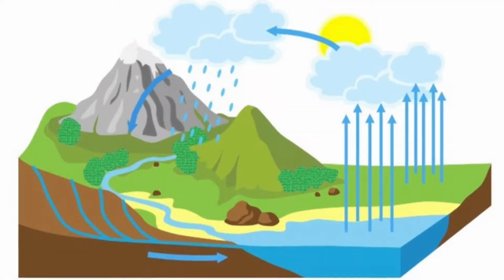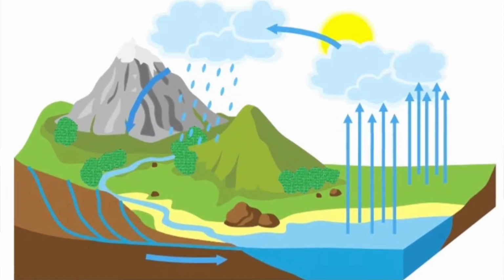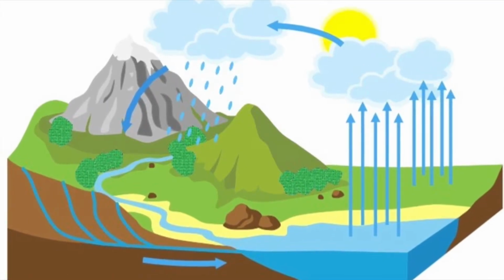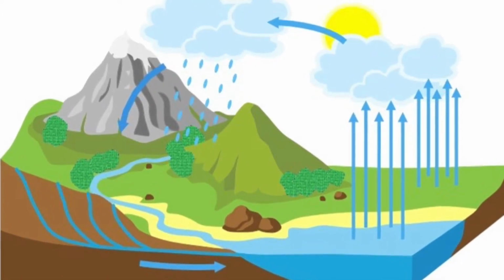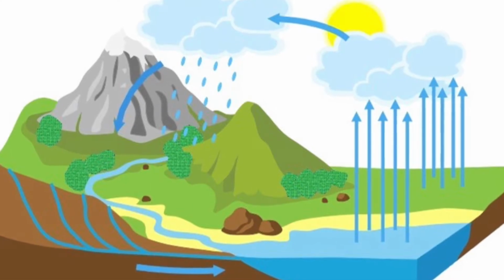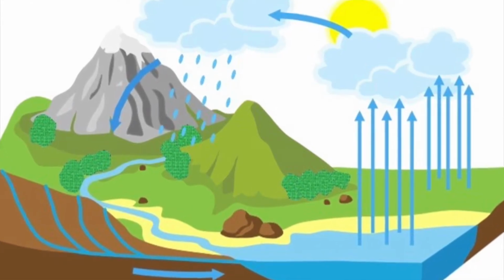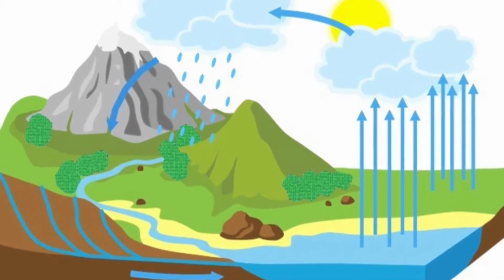The water cycle describes the continuous process in which water cycles between the surface and the atmosphere and consists of 4 stages: evaporation, condensation, transportation, and precipitation.